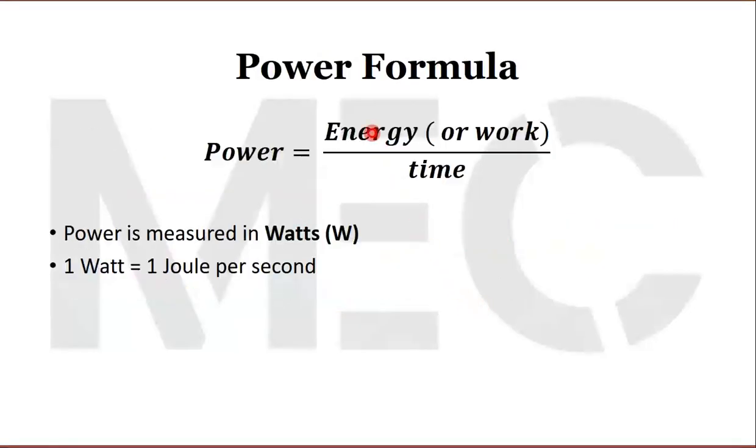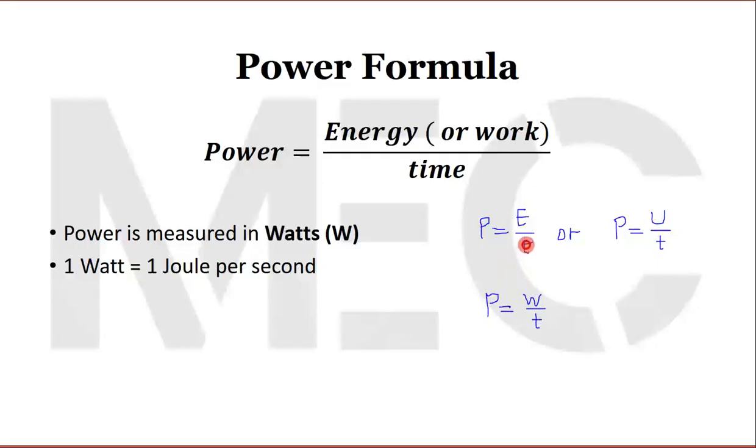The formula for power is energy consumption or work over time. So power is equal to energy over time, or power equals work over time. The formula can be written like this: power is equal to energy over time. Energy can be shown by different notations, or power is equal to work over time.